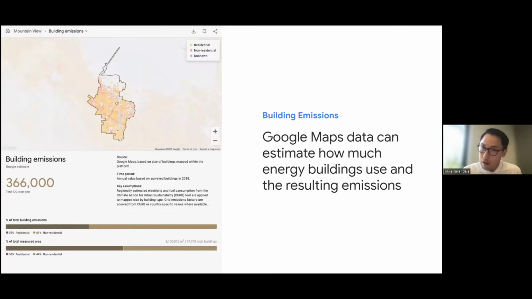And so, going through these one by one, let's start with building emissions. With EIE, we're able to estimate floor space and assign a building type category to most buildings within the city boundaries. Floor space is modeled using data from Google Maps that includes satellite and 3D modeling.